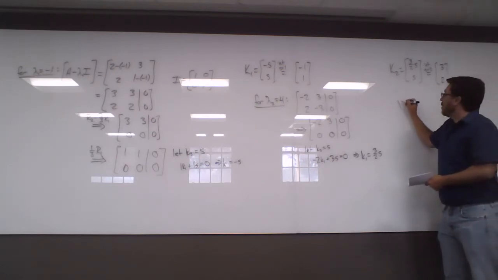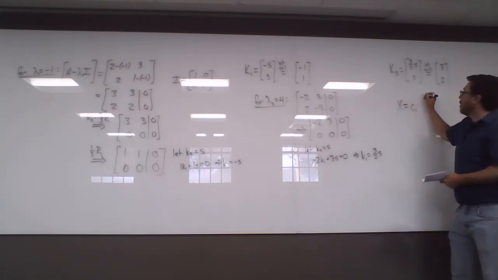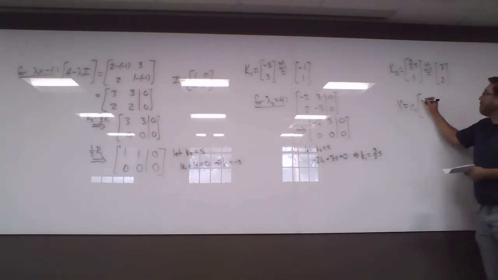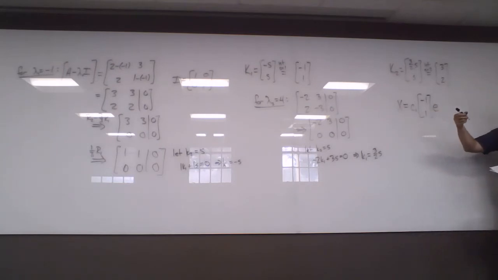Right. And that means our solution, X is equal to C1 times the first eigenvector, so -1, 1, times e to the first eigenvalue, which is -1 times t. And then plus c2 times my second eigenvector, 3, 2, times e to the second eigenvalue, which is 4, so e to the 4t.